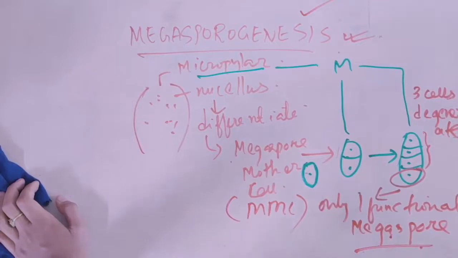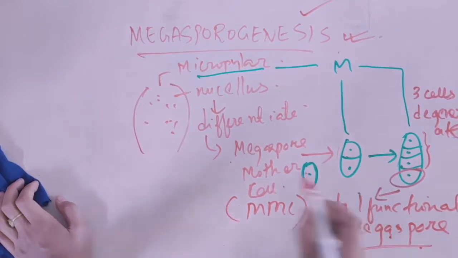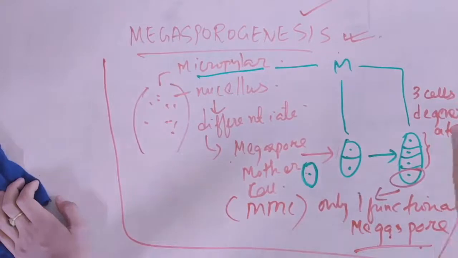We can write it down. The formation or the process of formation of megaspores from megaspore mother cell, MMC, is called megasporogenesis. And this is a diagram. You can draw it. Megasporogenesis.